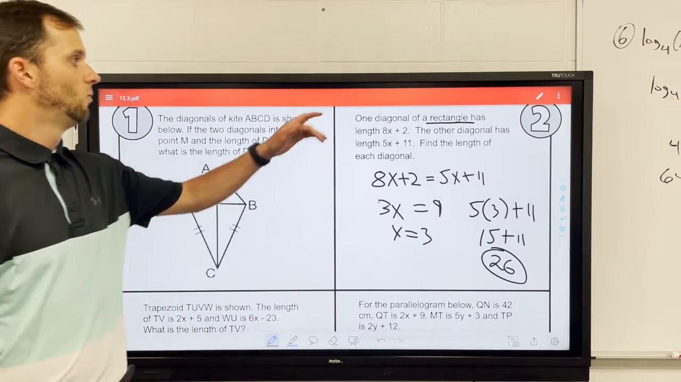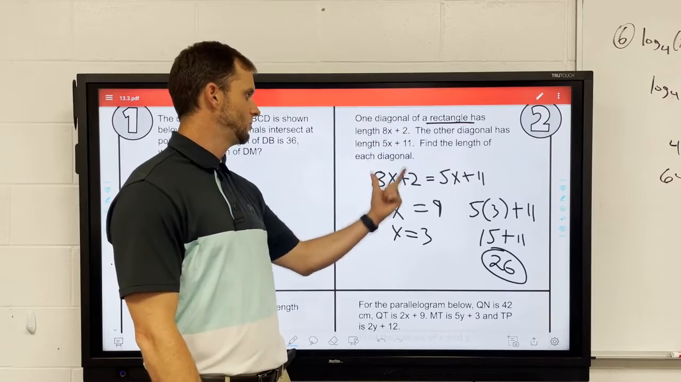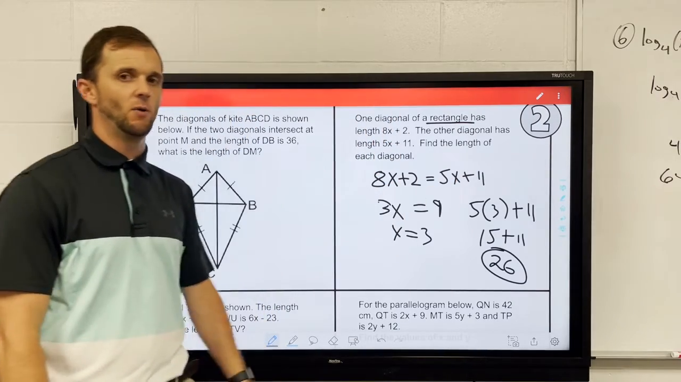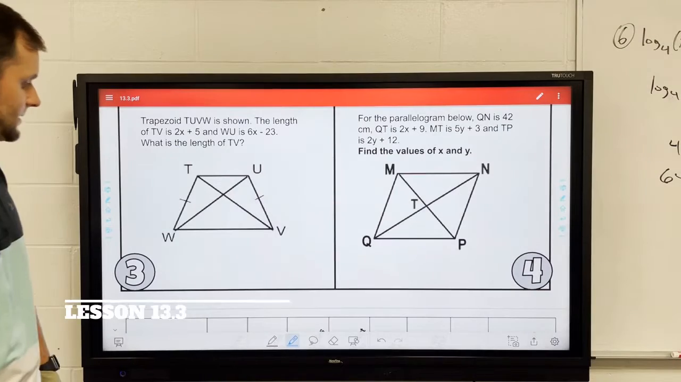So again, rectangles, your diagonals are congruent to each other. So those two diagonals would be equal to each other, and I can solve that way just by using the rules. Okay? Let's jump over to example. All right, looking at example number 3.